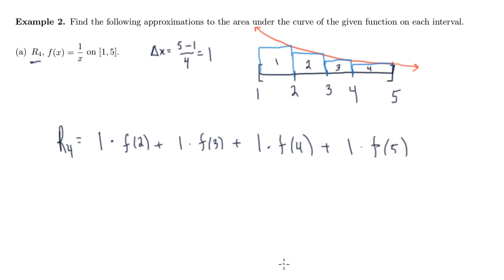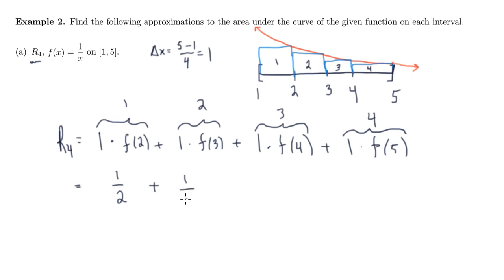Okay, so pretty straightforward. This is rectangle 1. This is rectangle 2, the area, that is. This is rectangle 3. And this is rectangle 4. So let's just see what f of 2, f of 3, f of 4, and f of 5 are. Well, it's just going to be 1 over the input. So this is 1 times 1/2, 1 times 1/3, 1 times 1/4, and then finally 1 times 1/5.